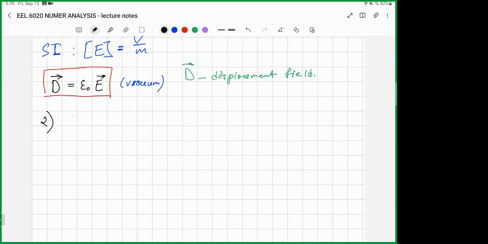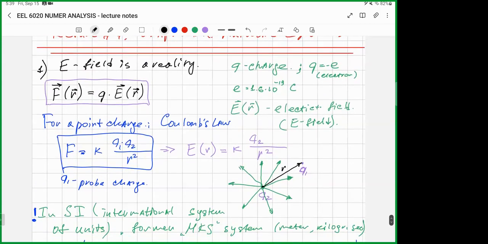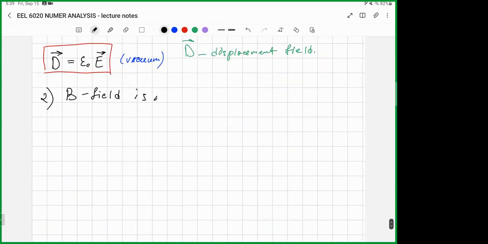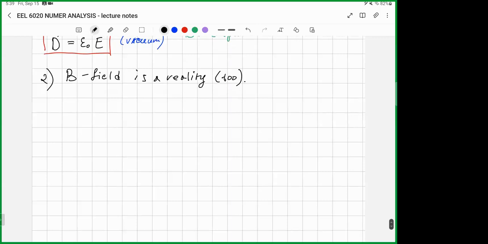The second point will be about the magnetic field, the B field. We named the previous one the E field; the B field is a reality too. So, the existence of the magnetic field. The magnetic field is a little bit different from the electric field. For example, it doesn't manifest itself by acting on electric charge, but we can detect the magnetic field using moving charges. And here we have this fundamental law, which is called the Lorentz law, or Lorentz formula.